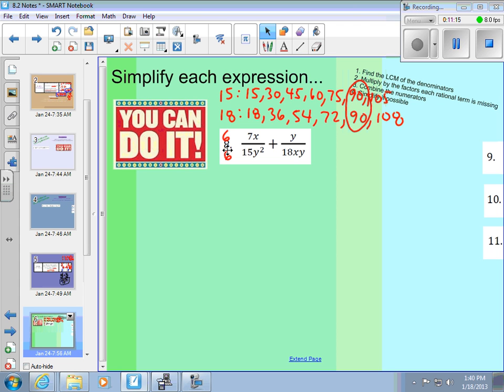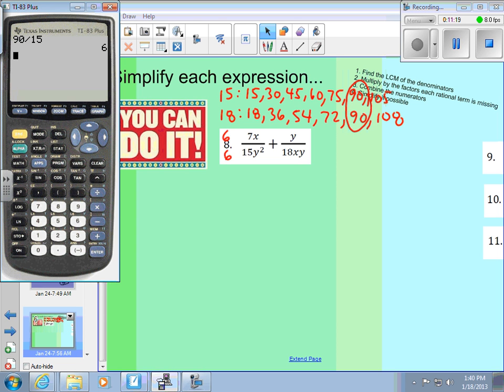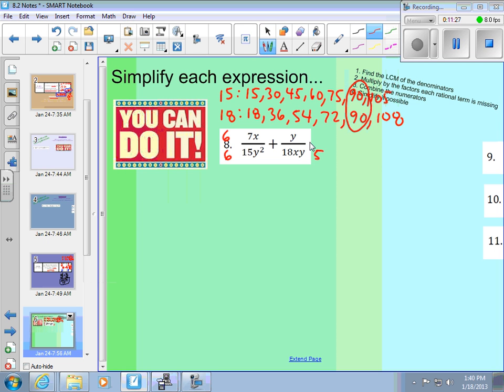Let's see, 18. 18 times what equals 90? So let's do 90 divided by 18. And we see we need to multiply the right term by 5. And whatever, again, we multiply the bottom by, we got to multiply the top by.